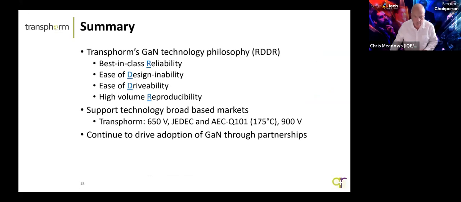And our technology continues to support the broad-based markets. From 650 volt, we have devices that operate anywhere from 30 watts all the way up to 5 kilowatt as a single device, both JEDEC JEP/AEC-Q101, and also 900 volts. So we continue to drive adoption of GaN, not only by ourselves, but also with partnerships.